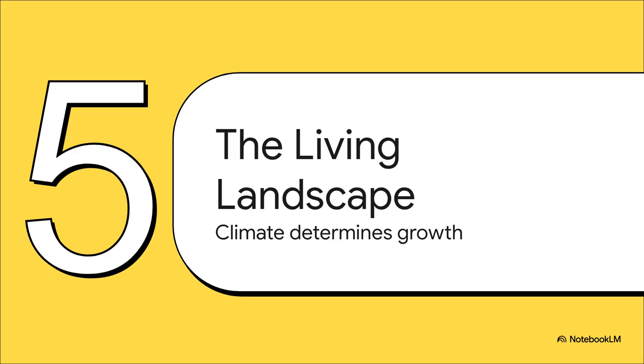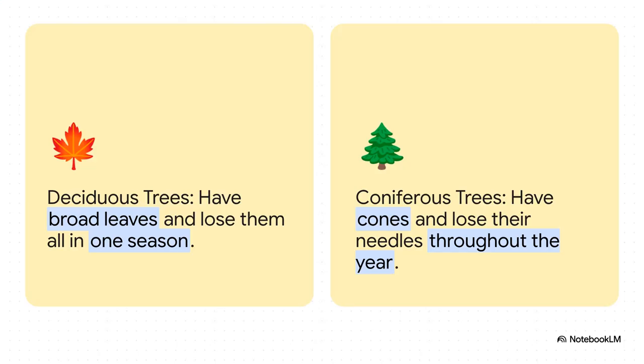And this brings us to the final piece of our puzzle. We've connected the deep Earth to the shape of the land and the shape of the land to the climate. So what's left? Well, it's how that climate determines what can actually grow there. We're talking about the living landscape. See, a region's climate is basically the #1 factor in what kind of vegetation you'll find.